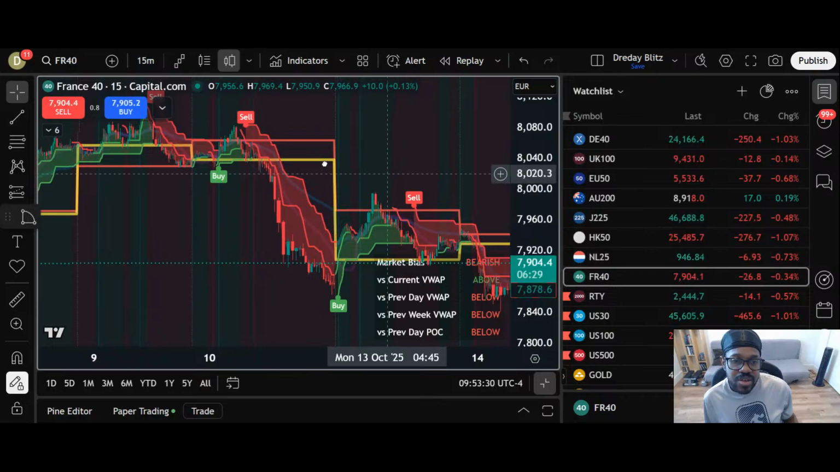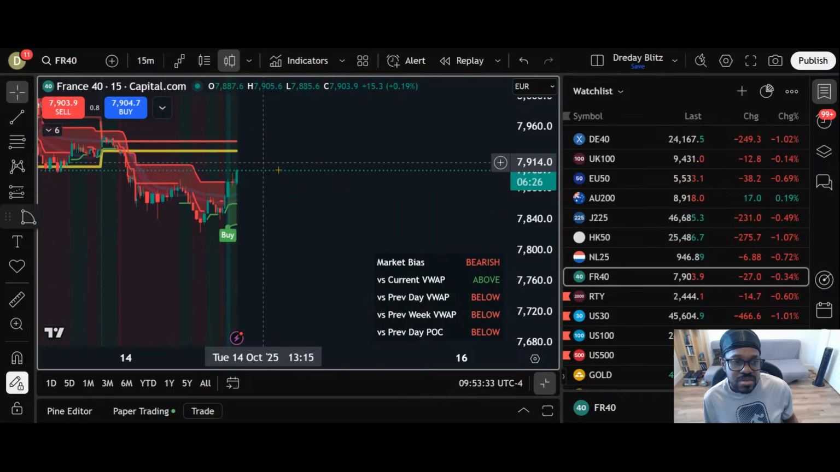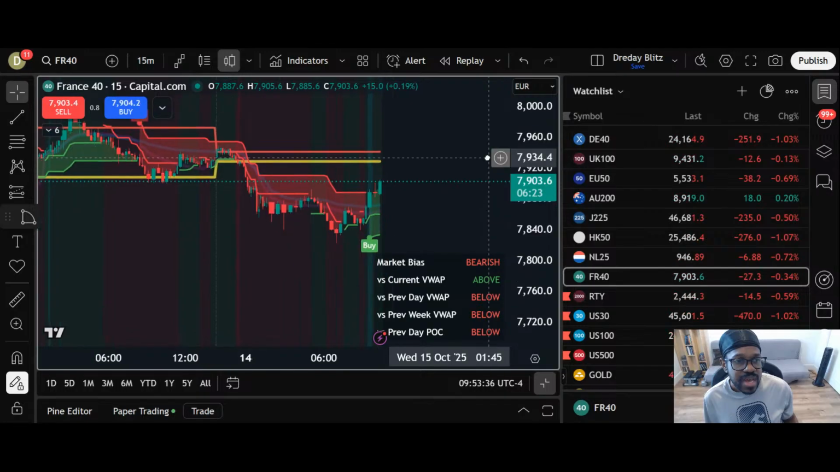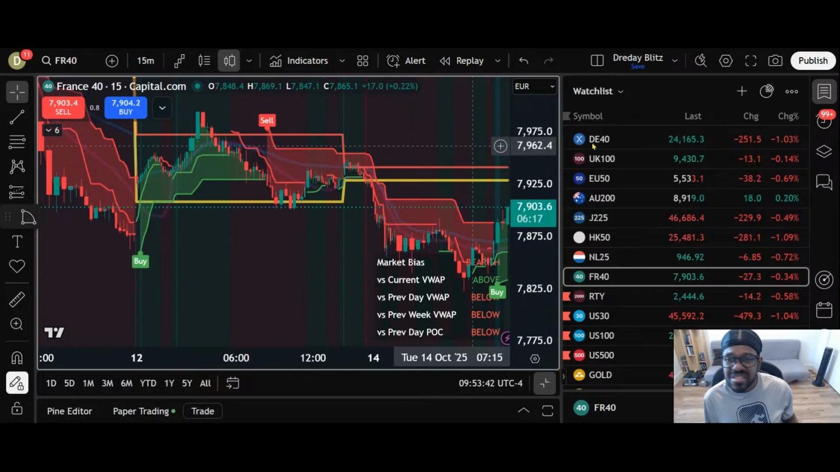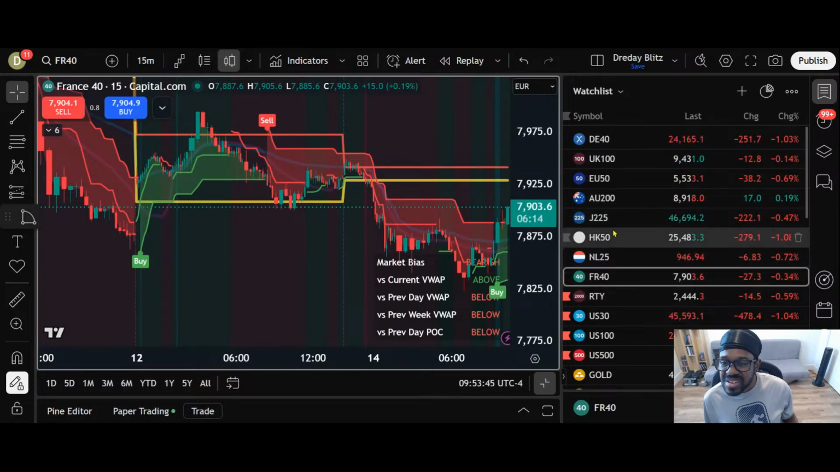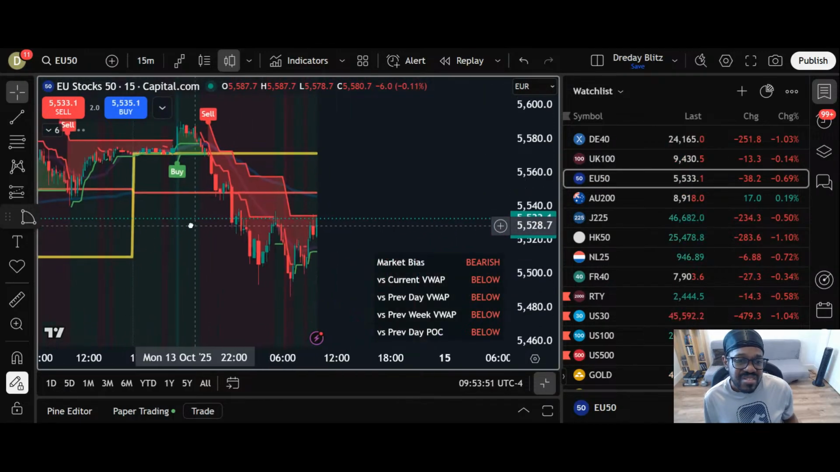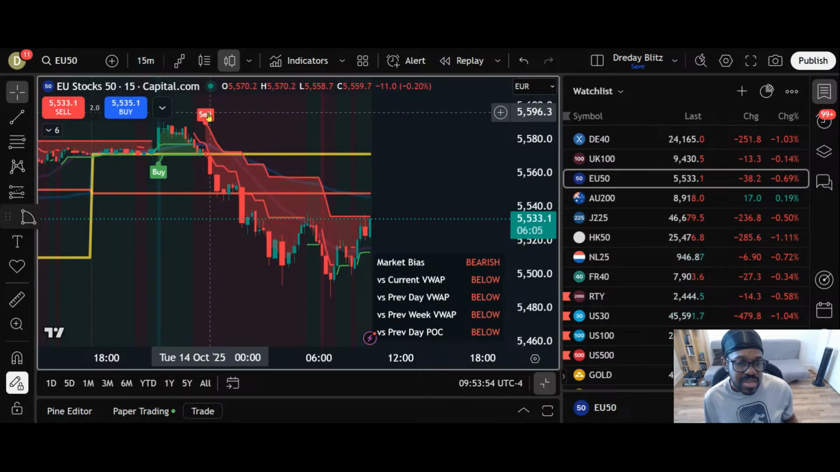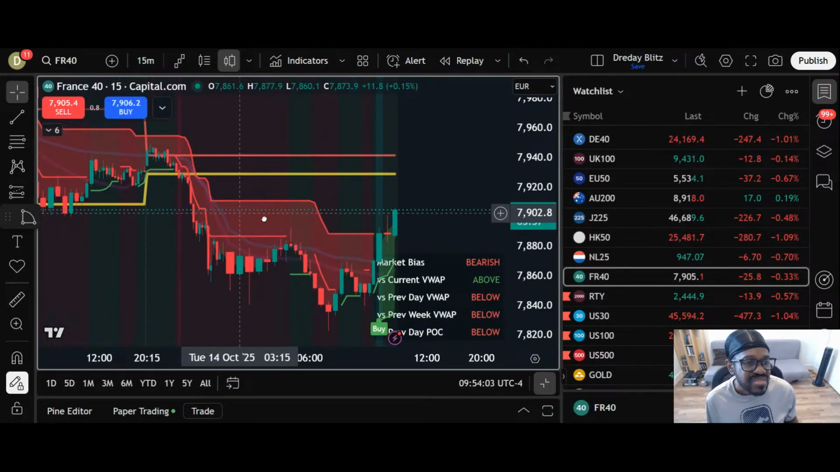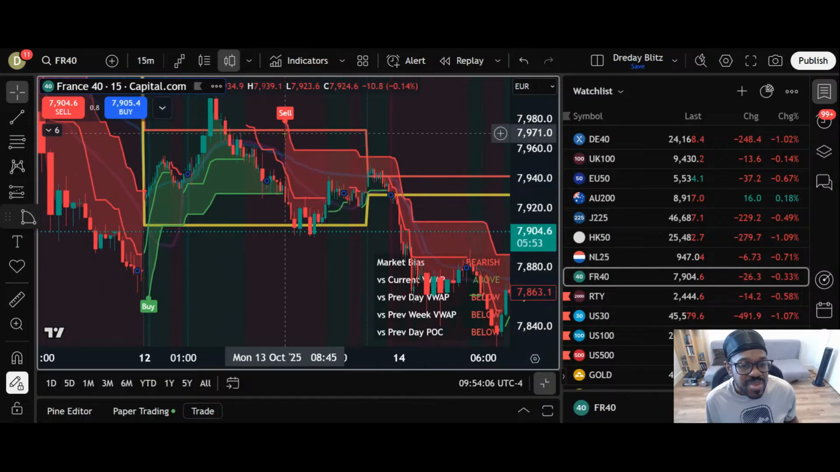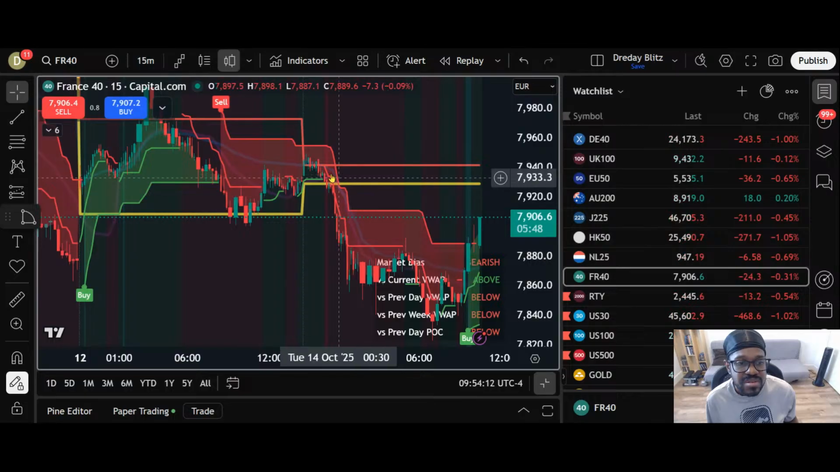So if I go on the France 40 price action, you see that we were going down here since pretty much Monday. And if I open up Euro 50, it's moving pretty much the same way. It was going down here since yesterday at midnight, and this one was Monday night, Monday morning. It was going down. All right.